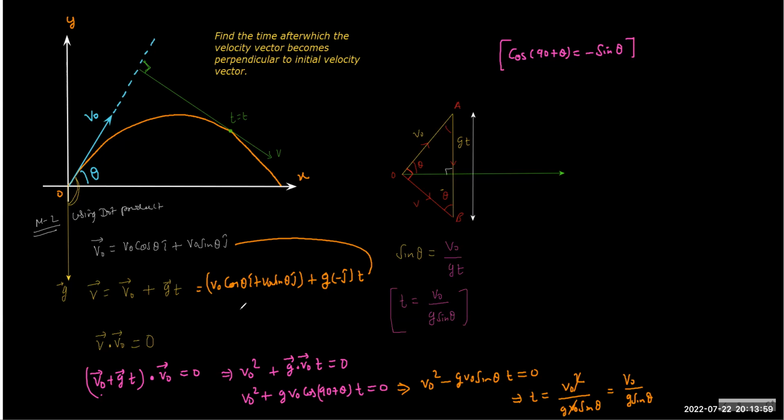So I had a doubt. Yes. Why did you take V naught as V naught cos 90 plus theta? Because what is the A dot B formula? Let's see, we are getting G dot V naught.